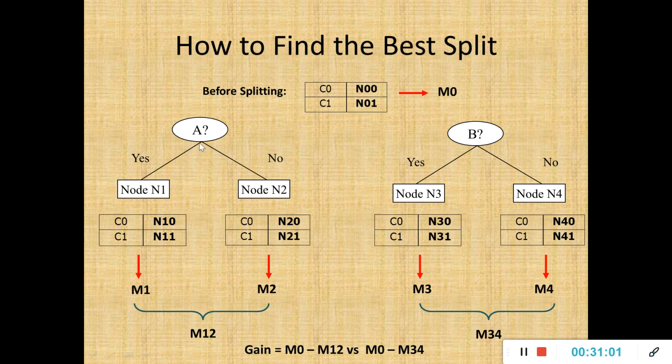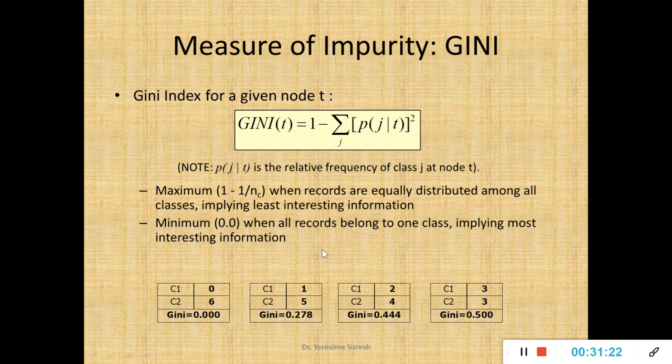Say for example, A has a gain value of 0.3 and B has 0.4. 0.3 is less. That means a low value indicates the node is purer. If there is a high value of information gain, Gini index or entropy, that indicates that the node is impure. So this concept will be used for splitting the nodes.